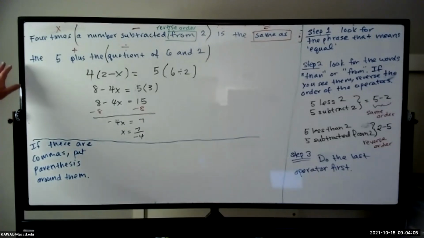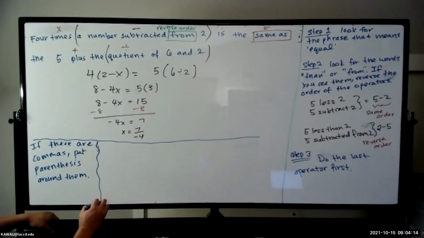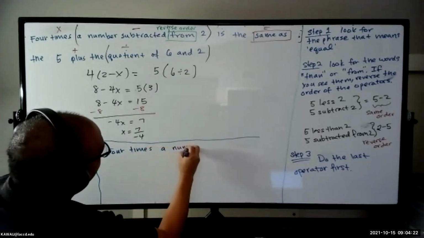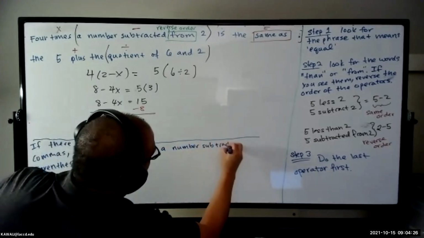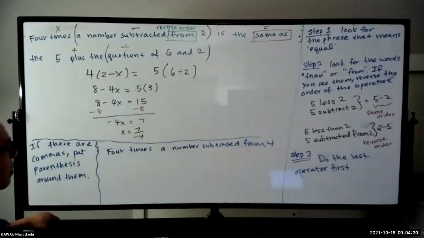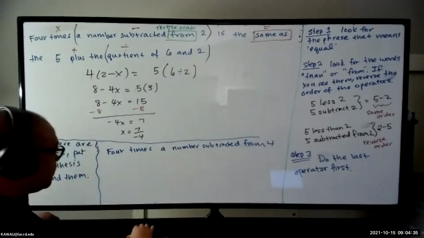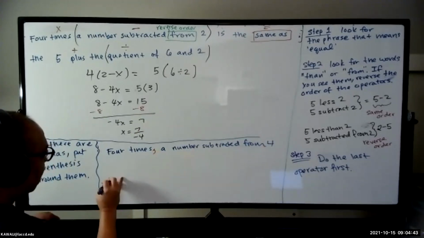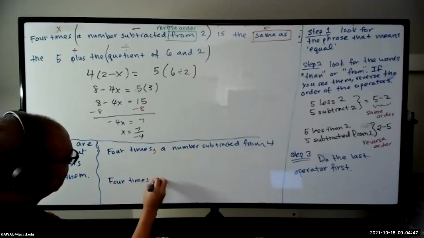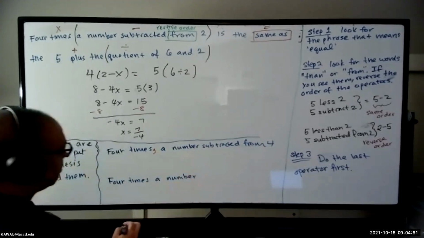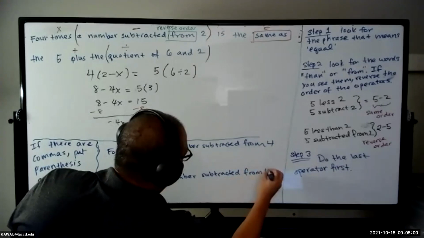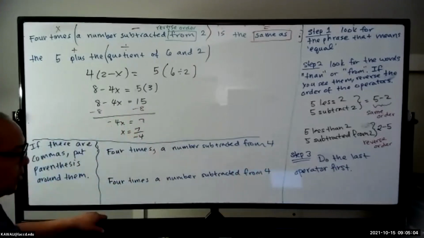Okay. So in all of these problems I've given you, there have been no commas. But if there's a comma, that sort of supersedes what we've been doing. So for example, if I have 4 times a number subtracted from 4, and we'll put the comma here. And then I'll write another one where we'll put the comma over here. 4 times a number subtracted from 4. And then we'll put the comma here.